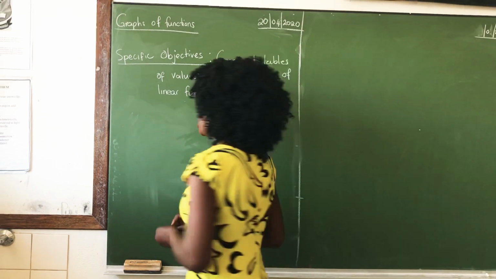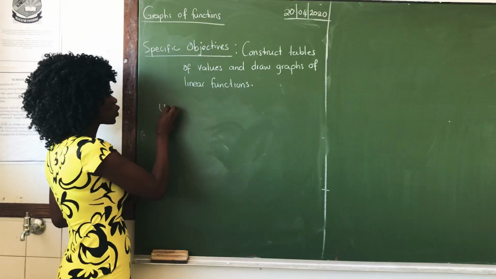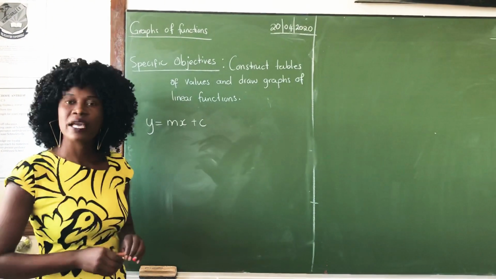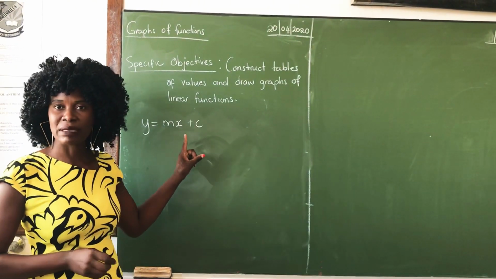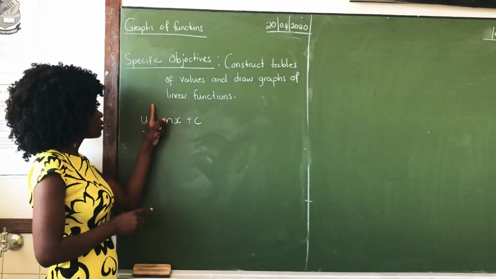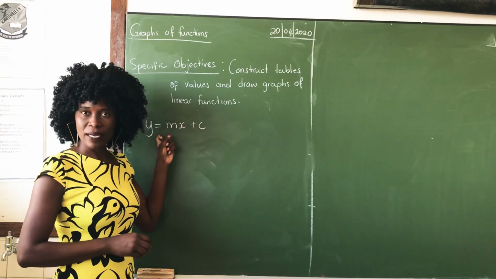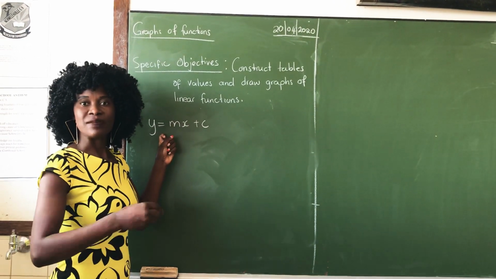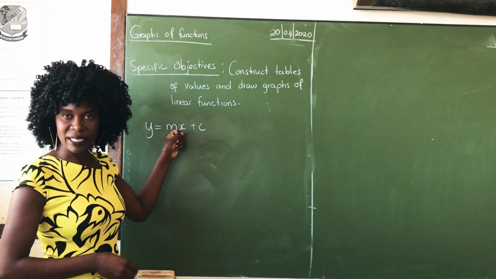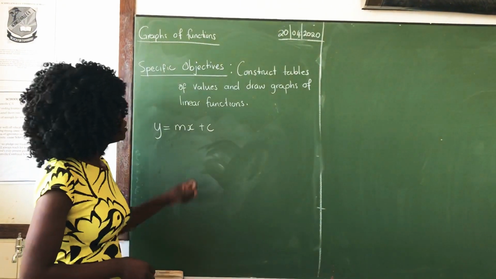Now, a linear function basically means that we're going to concentrate mostly on the linear equation, which is y equals mx plus c. In this equation, the y is what we call the dependent variable. In other words, it depends on something. The m is our gradient that needs to be calculated. Gradient represents the steepness of the line.